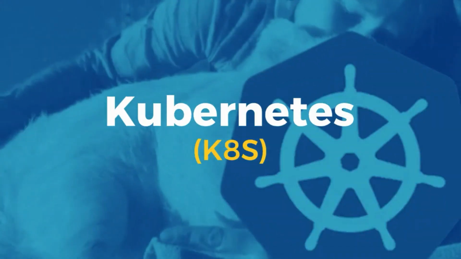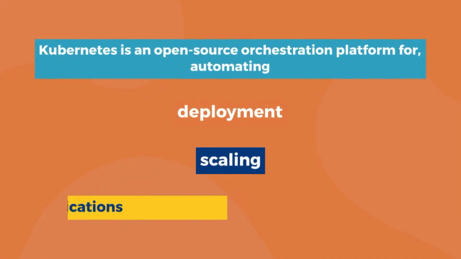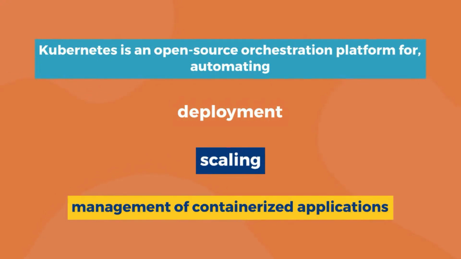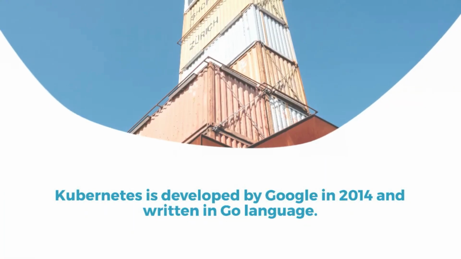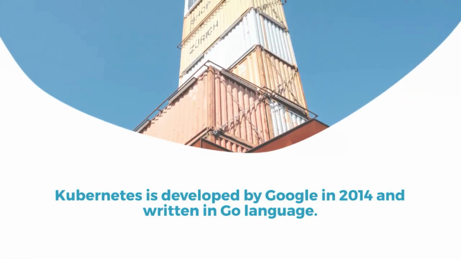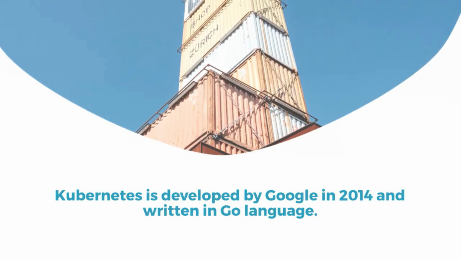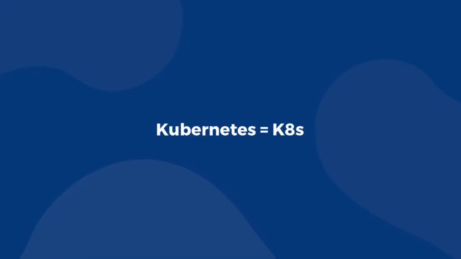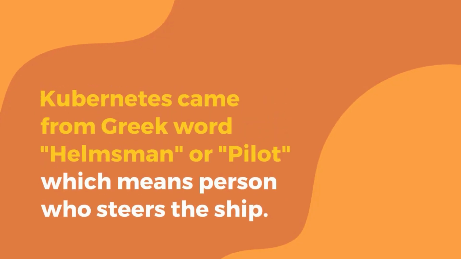Kubernetes, K8s, is an open-source orchestration platform for automating deployment, scaling, and management of containerized applications. Kubernetes was developed by Google in 2014 and written in the Go language. Kubernetes equals K8s. Kubernetes came from the Greek word helmsman or pilot, which means the person who steers the ship.